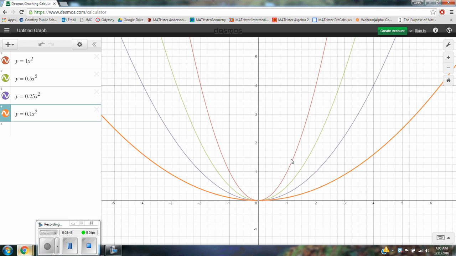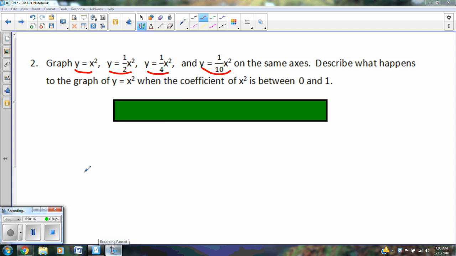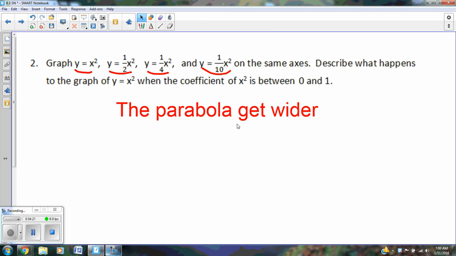Now why does that happen? Same thing. If we look at y equals 1x squared, at x is 1, that's up at 1. When it's 1/2 x squared, it's only going up half as fast. That's why after x equals 1, our y is only a half. After x is equal to 1 for the purple one, this 1/4, it's only up 1/4 of the way. Same thing, this orange one, it's only up 1/10, because it's only growing at 1/10 of the rate. So what can we say about this? What's happening? The parabola will get wider.